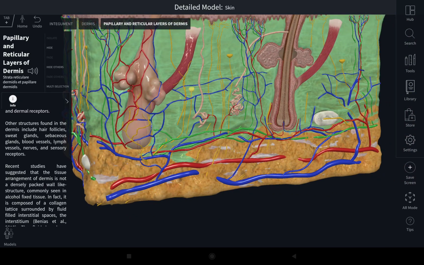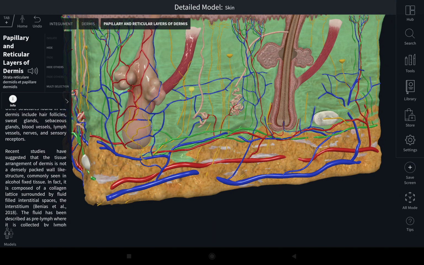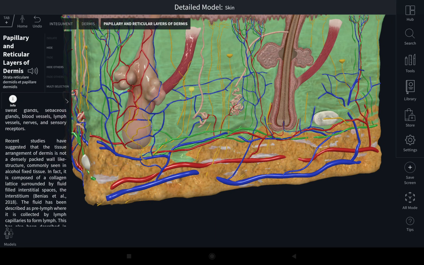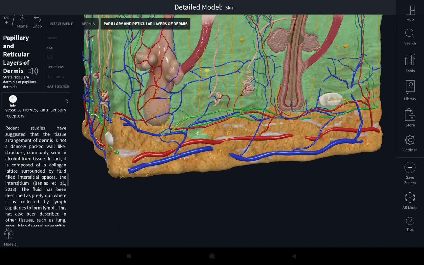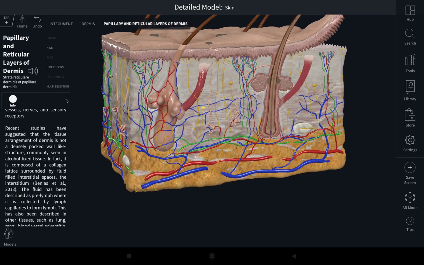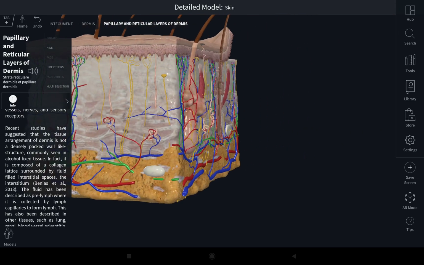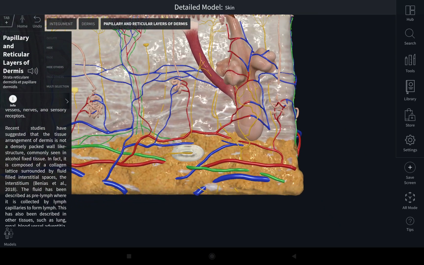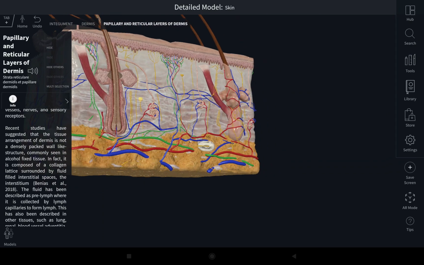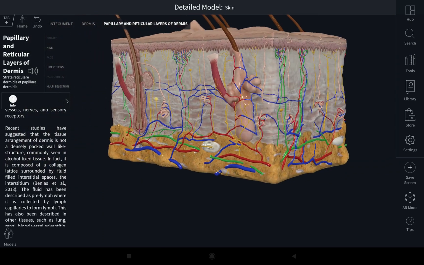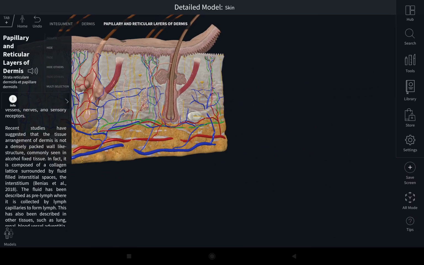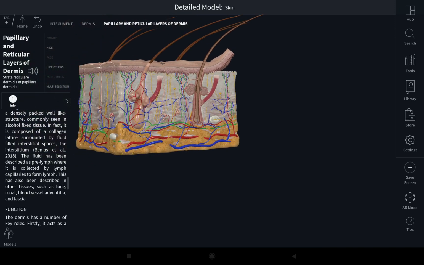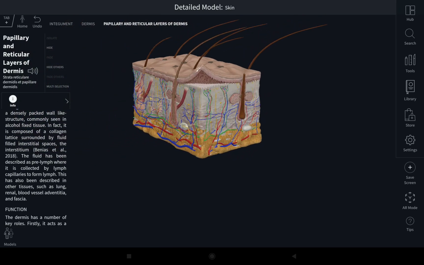Recent studies have suggested that the tissue arrangement of the dermis is not a densely packed wall-like structure commonly seen in alcohol-fixed tissue. In fact, it is composed of a collagen lattice surrounded by fluid-filled interstitial spaces. These fluid-filled interstitial spaces are called the interstitium. The fluid has been described as pre-lymph, where it is collected by lymph capillaries to form lymph. This is also described in other tissues such as lung, renal blood vessel adventitia, and fascia.